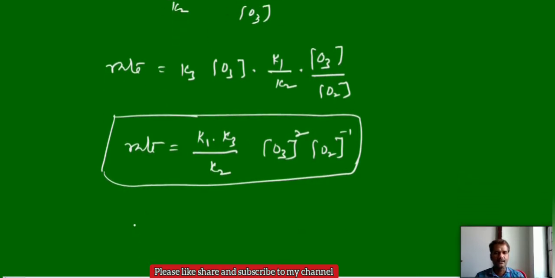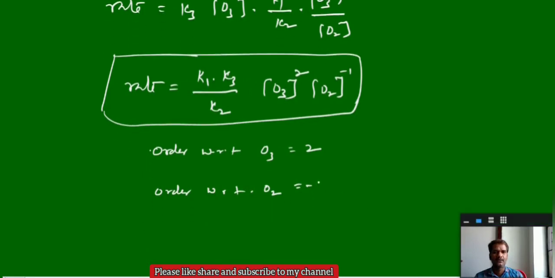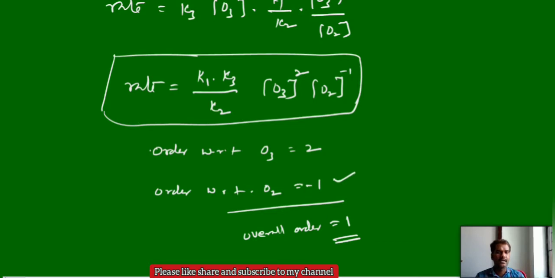Now we can say here the order with respect to ozone is 2 and the order with respect to oxygen is minus 1, and the overall order or total order of the reaction is equal to 1. So here the order can be negative also. Overall order is 1, but with respect to ozone it is 2, and with respect to oxygen it is minus 1.